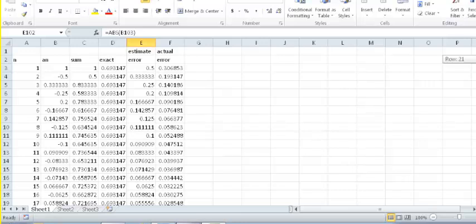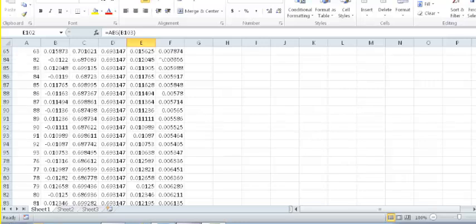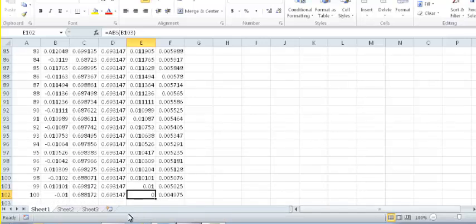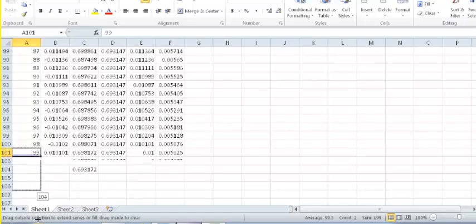You can tell by going down to the bottom. You can see the error is getting less. The estimate is getting less, but it's in this third digit, and that's going to take a long time. Well, we have a spreadsheet, so let's go a couple hundred here.